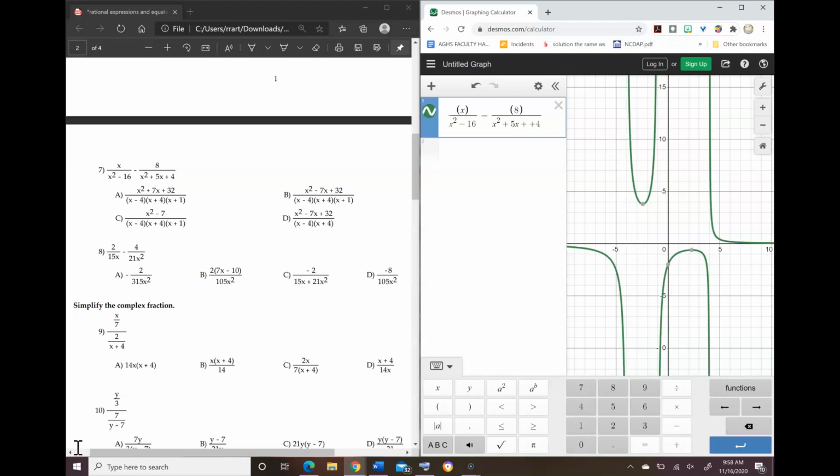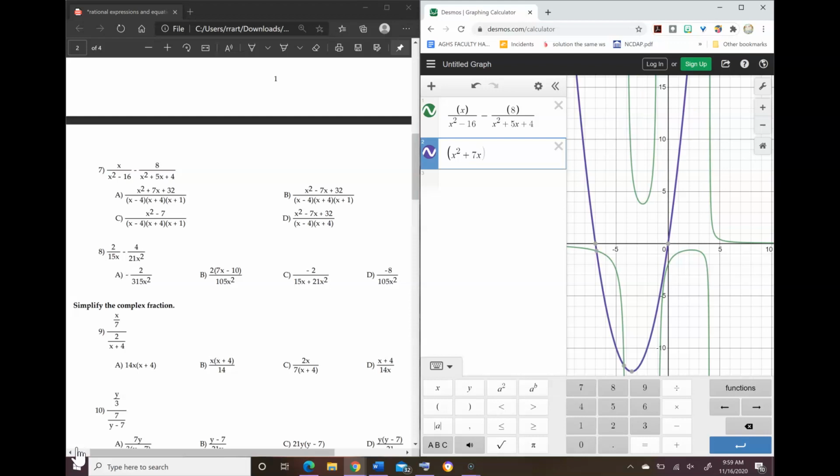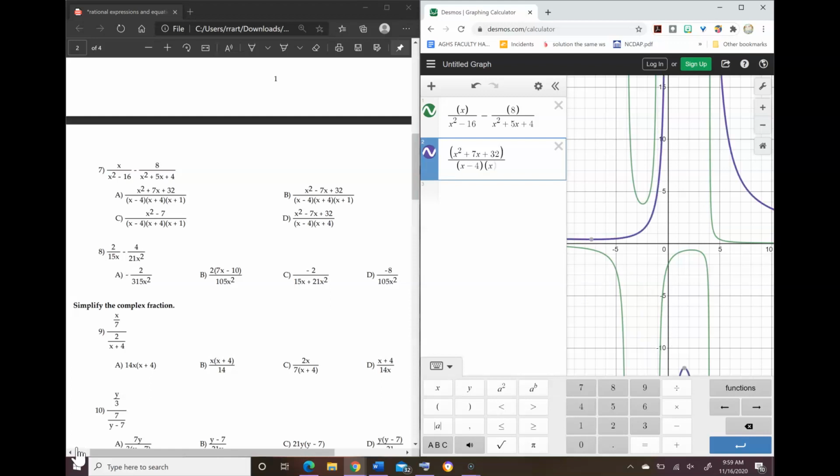So I need somebody who's going to match that expression graphically. So we just type them all in. I should have done 8. Should have done 8. Lord, why didn't y'all tell me? X squared plus 7x plus 32 divided by x minus 4, x plus 4, and then x plus 1.